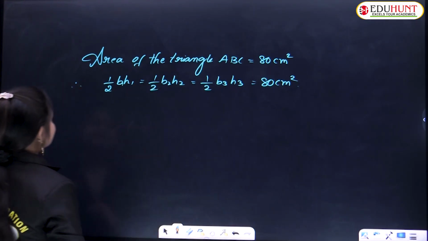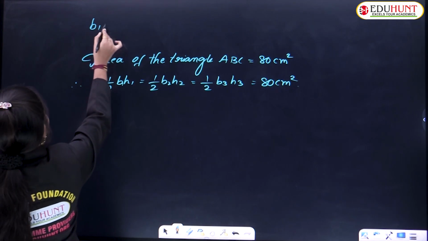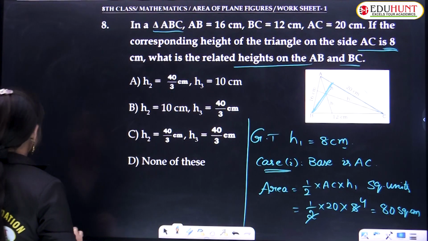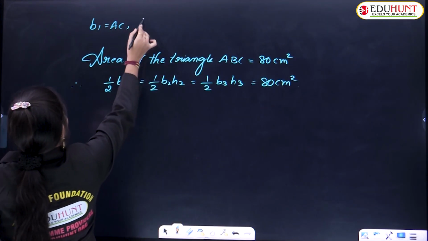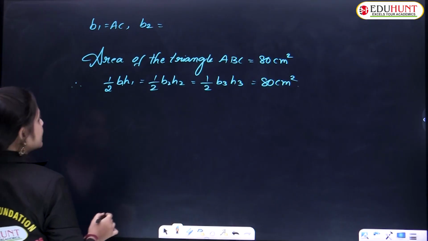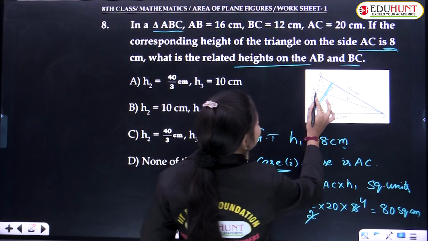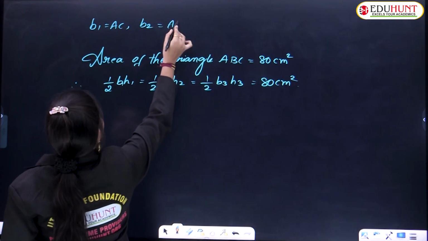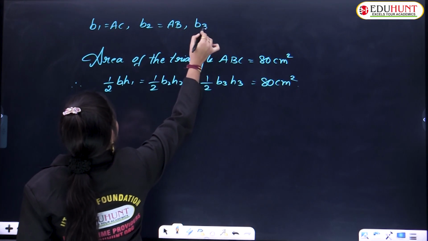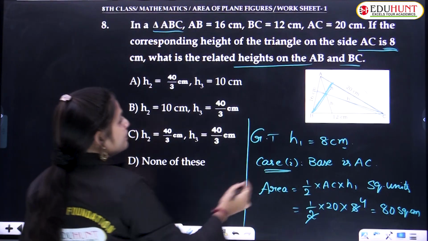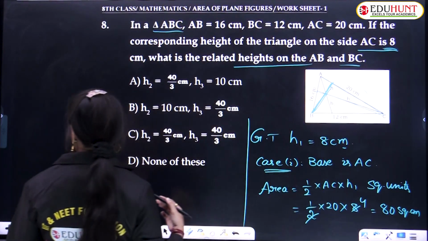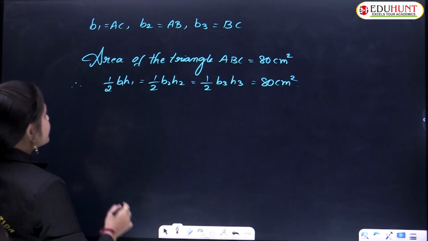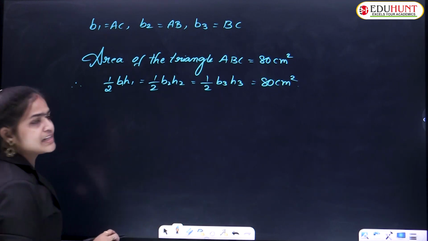As per this, B1 is which one we have taken? AC. Base 2, which one do we need to consider? H2 is there, that's why we consider AB as base 2. Next, base 3 with H3 is BC. Now, with the measurements, H2 and H3 also we need to find out.